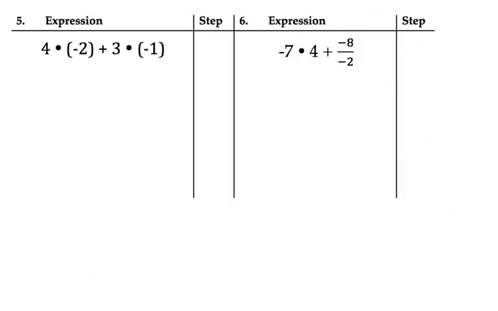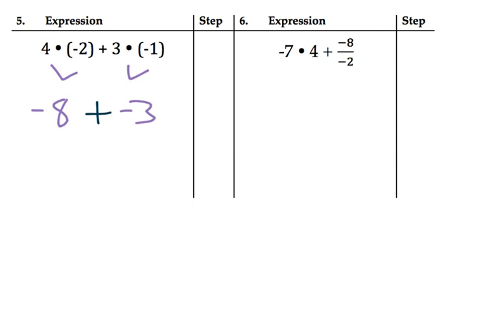Let's see. Should I show you another one? I should, and I will. So let's take a look at number 5. In this one, we have multiplication, addition, multiplication. So we're going to start with the multiplication. 4 times negative 2. Well, I know 4 times 2 is 8, and the sign's different, so it's going to give me a negative 8. Bring down the plus sign. And then 3 times negative 1. Well, 3 times 1 is just 3, and the signs are different, so it's negative.